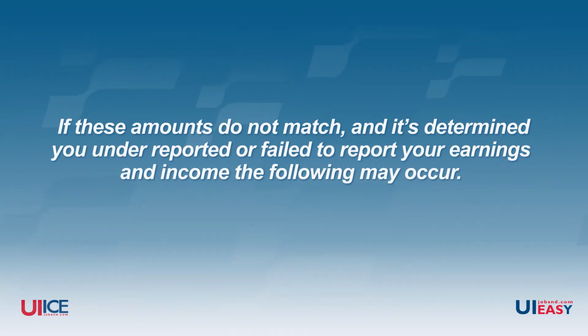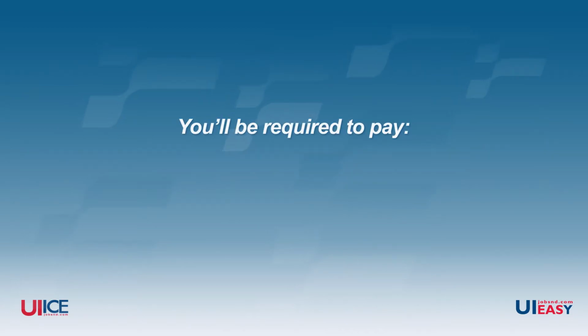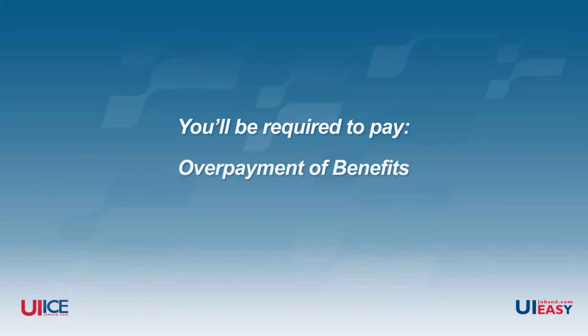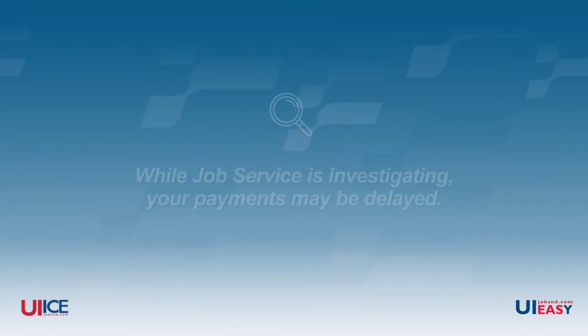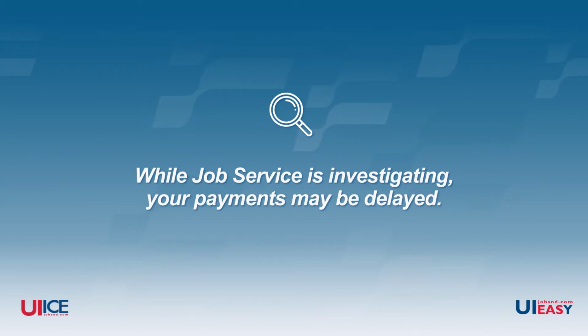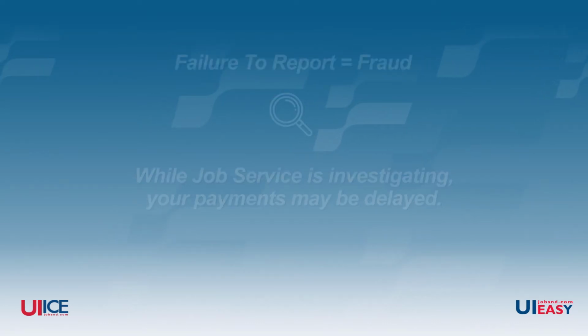If these amounts do not match and it's determined you underreported or failed to report your earnings and income, the following may occur. An overpayment of benefits will be established on your claim, which you will be required to repay. If your overpayment amount is not paid back timely, interest will also be added to the overpayment balance. While Job Service is investigating the difference in earnings and income, your benefit payments may be delayed.